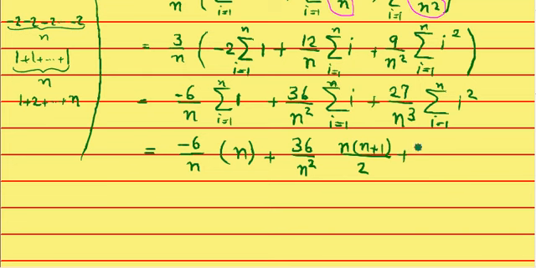How about this one? 27 over n cubed. Do you remember what the sum of i squared was? Sum of i squared means what? 1 squared, 2 squared, and so on all the way to n squared. So here, remember what the formula was? n times (n plus 1) times (2n plus 1) over 6.